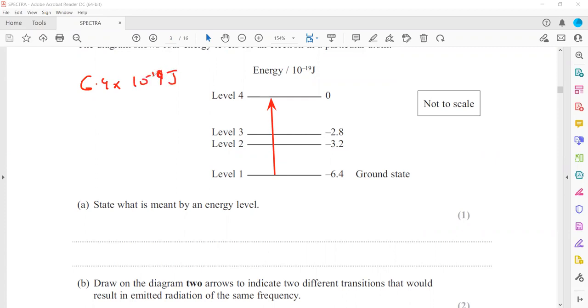But in the question they're asking for electron volt, like how many electron volts. So 1 electron volt is equal to 1.6 × 10^-19 joule. So if we have 6.4 × 10^-19 joule, how many electron volts will there be? X, cross multiply.